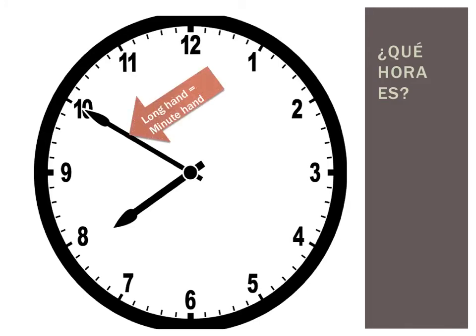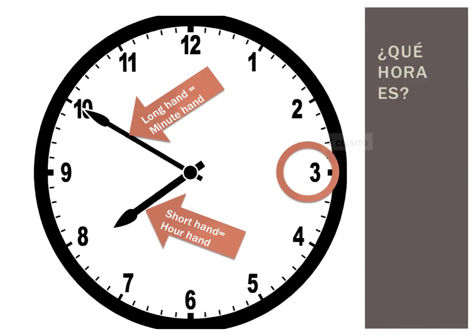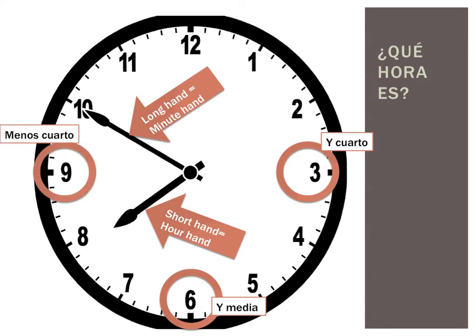So the long hand is the minute hand. The short hand is the hour hand. 3 in Spanish or 15 in English is going to be y cuarto in Spanish. 6 is going to be y media, and that's for 30. And 9 is going to be menos cuarto, and that's when you want to say 15 minutes till. Over here, y cuarto is when you want to say 15 minutes past.